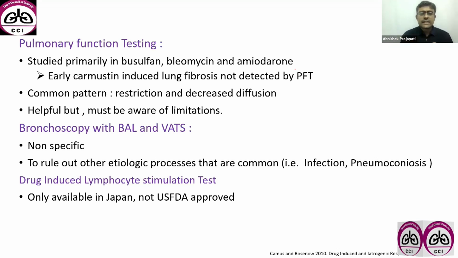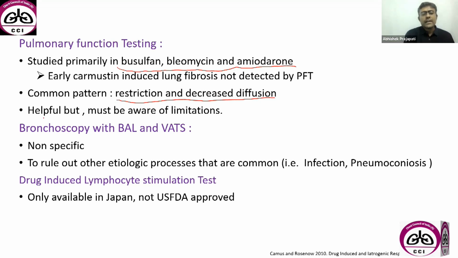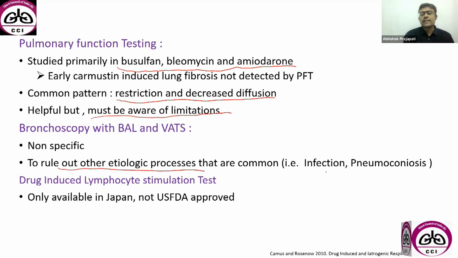If we talk about pulmonary function testing, it was most commonly studied with gold, bleomycin, and amiodarone. The common pattern is restriction and decreased diffusion. It is helpful, but we must be aware of the limitations. And bronchoscopy with BAL and biopsy is most commonly used to rule out etiologic processes like infection in immunocompromised patients.